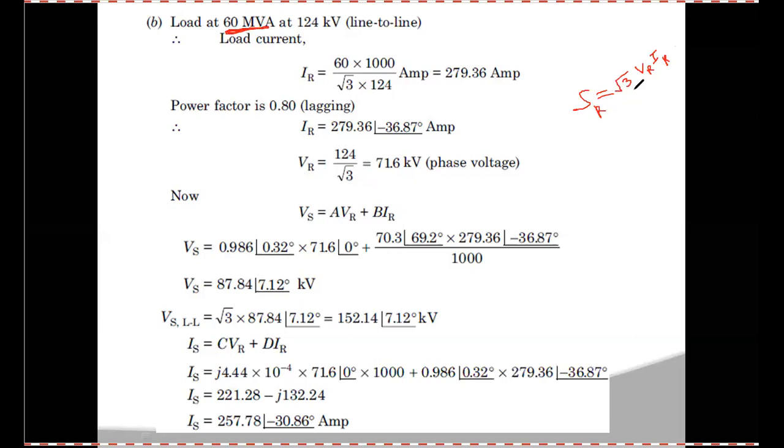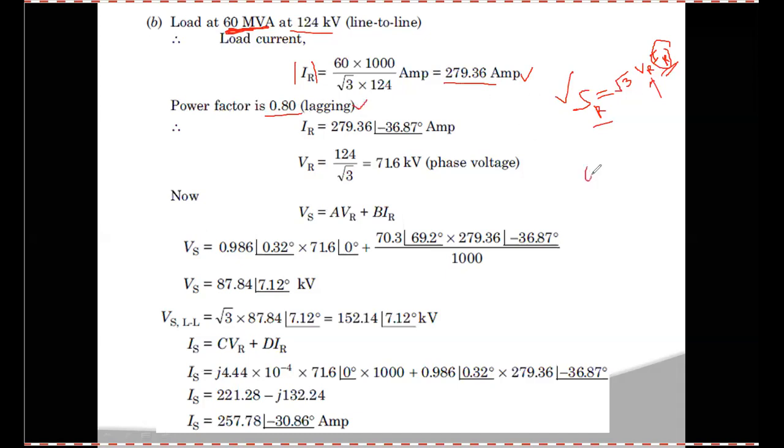Then VR value is 124 kilovolts, and SR value is 60 MVA. If you substitute those two in this equation, you will get the value of IR. The value of IR is equal to SR by √3 VR. That value you are getting here is 279.36 amperes. So this is the magnitude of IR, and the power factor is given as 0.80 lagging.